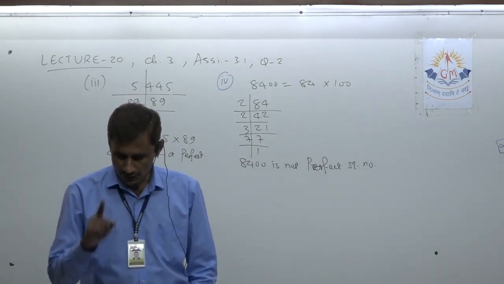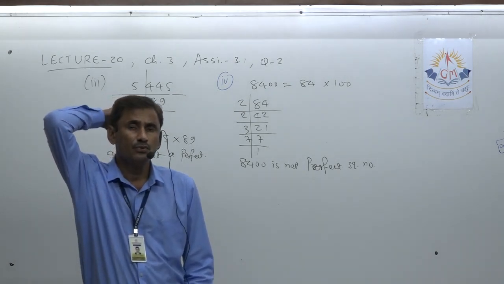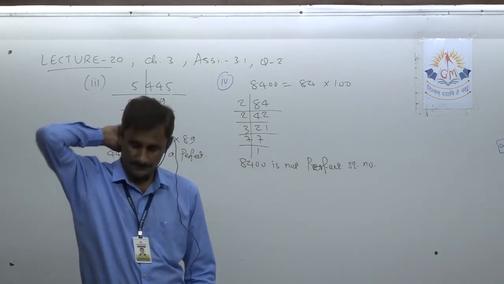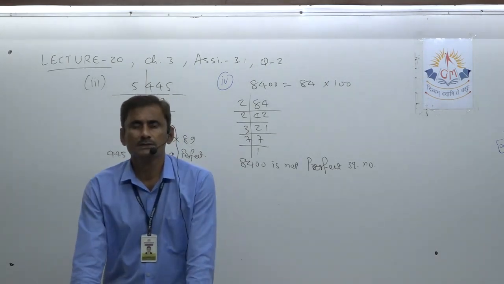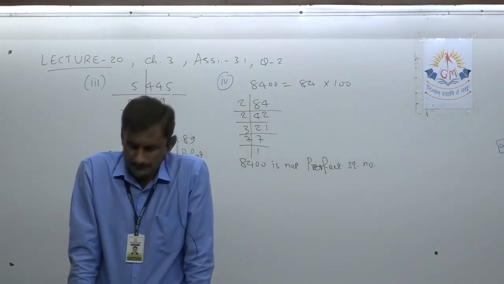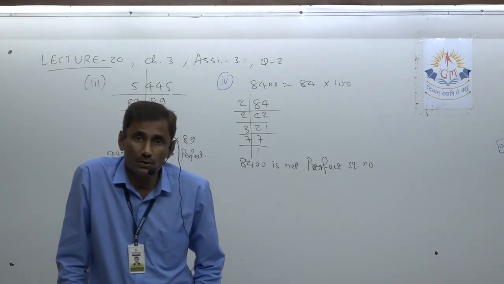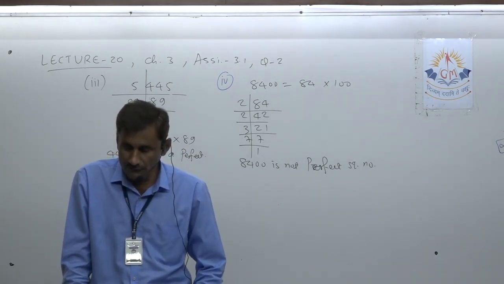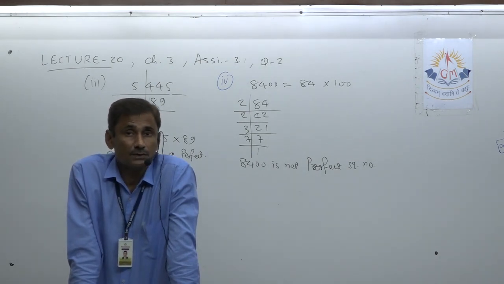Okay, so how to give the reason? You just say 49 is an odd number, so it is the square of an odd number. 529 is also an odd number, so it is the square of an odd number. 1681 is itself an odd number, so it is the square of an odd number. 2116 is not an odd number, so it is not the square of an odd number.